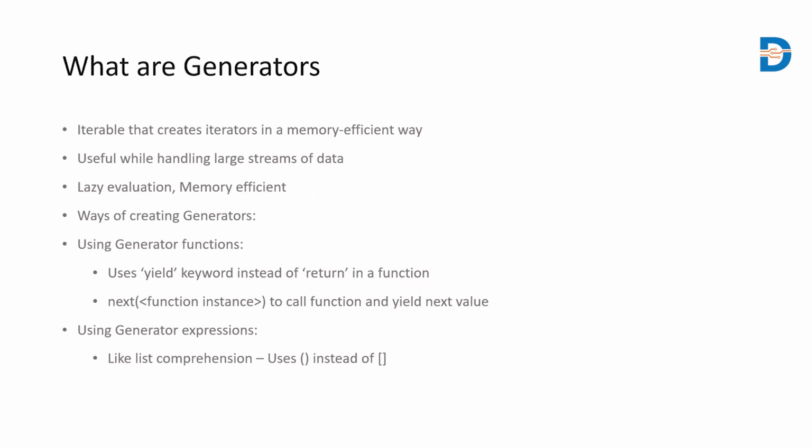Now, if you see the syntax, it uses a simple keyword like yield rather than return in a function. So one generator function can have multiple yield keywords, right? You have your next keyword when you are trying to call the function, to call it again and yield the next value that it is going to return, right? We will also see the implementation.